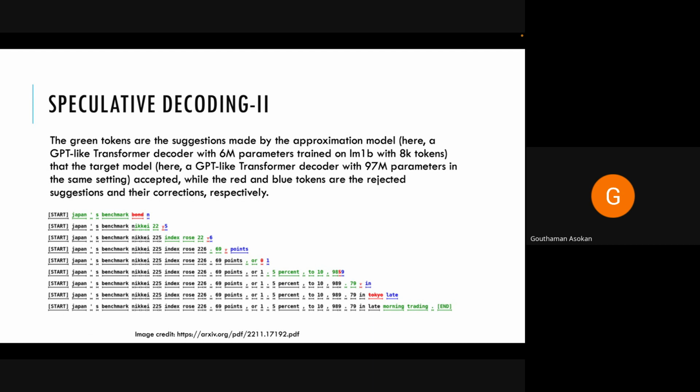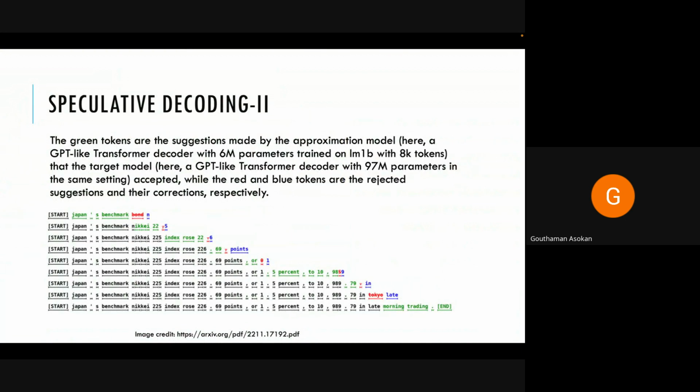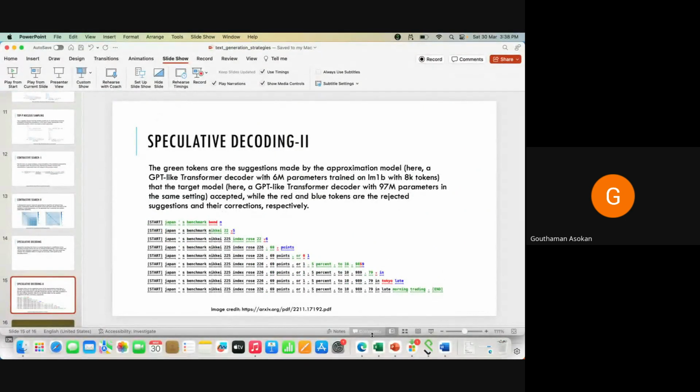So these are the different ways in which we can decode, and based on our use case, the decoding strategy will be different. So yeah, these are the things. I will also show some examples over this.